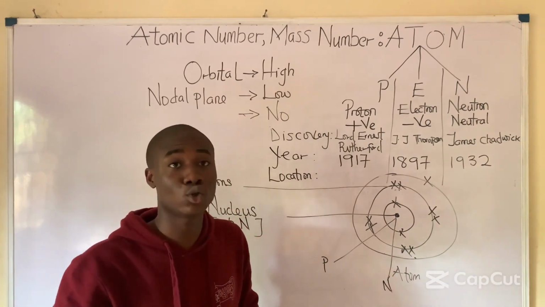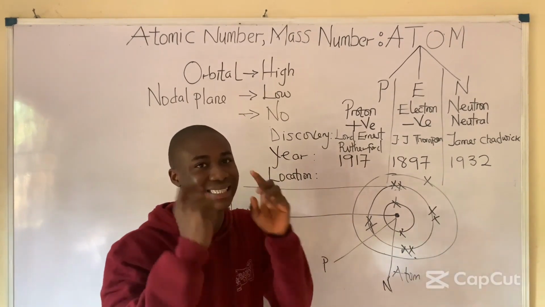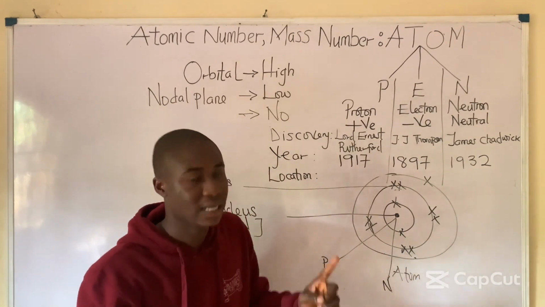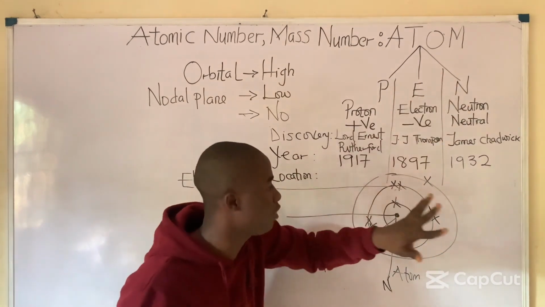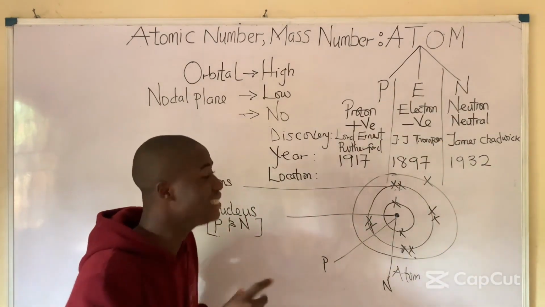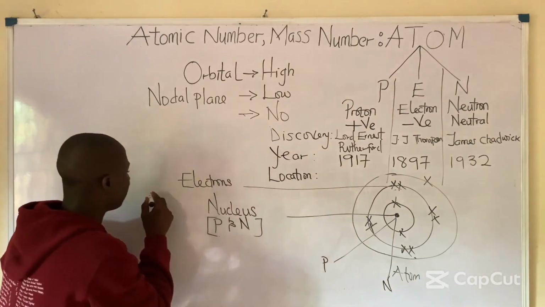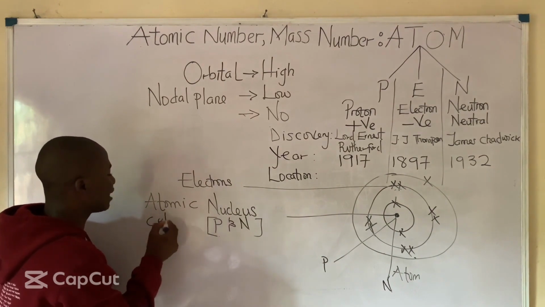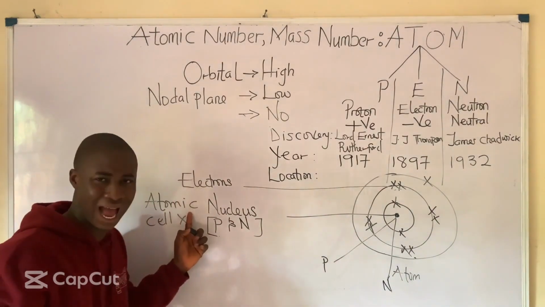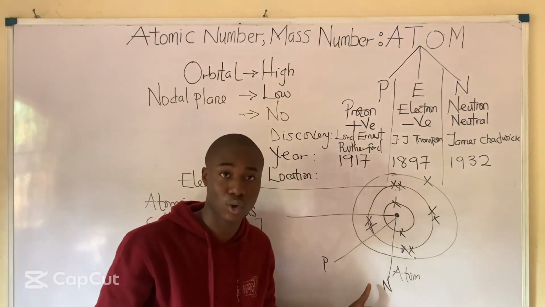So let's get into a very important aspect of this video lesson, which is determining the numbers of protons, electrons, and neutrons found in an atom. Now, since this is an atom, we've already seen that this is the nucleus. So what type of nucleus is this? Is this a cell nucleus or an atomic nucleus? It is an atomic nucleus, not a cell nucleus. This is not a cell. This is just an atom.